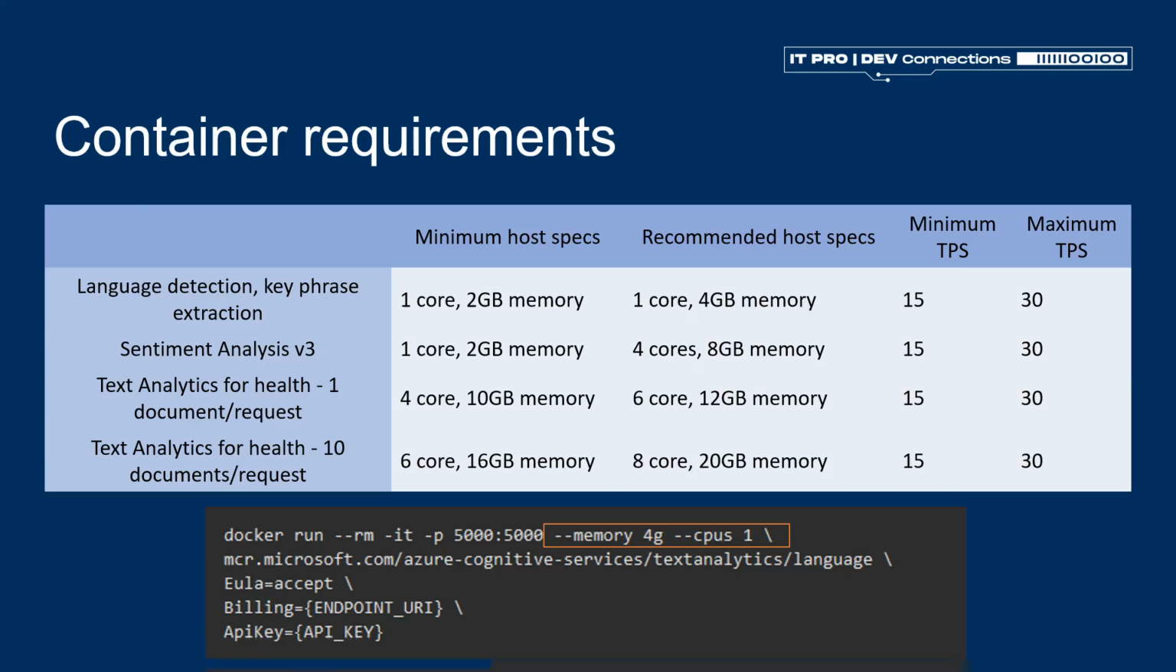So make sure you give the necessary hardware infrastructure to each service or API you are using, so they can run properly and you don't have any throttles or delays or timeouts when requesting and accessing the API. This is, for example, in the Docker command, how you would declare the configuration for memory and CPUs. This example has 4 gigabytes of memory and 1 CPU assigned, which is the recommended host specs, let's say, for the text analytics language. Okay?